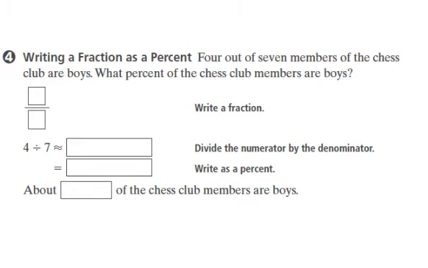Example 4. Writing a fraction as a percent. 4 out of 7 members of the chess club are boys. What percent of the chess club members are boys? So we first write it as a fraction, 4 over 7. Now, you guys have been doing this, changing a fraction into a percent, all year. You can use your calculator, take 4 divided by 7, and you get 0.57142857. We're going to change that then into a percent. We're going to do whole percents, so it changes into 57%. So about 57% of the chess club members are boys.